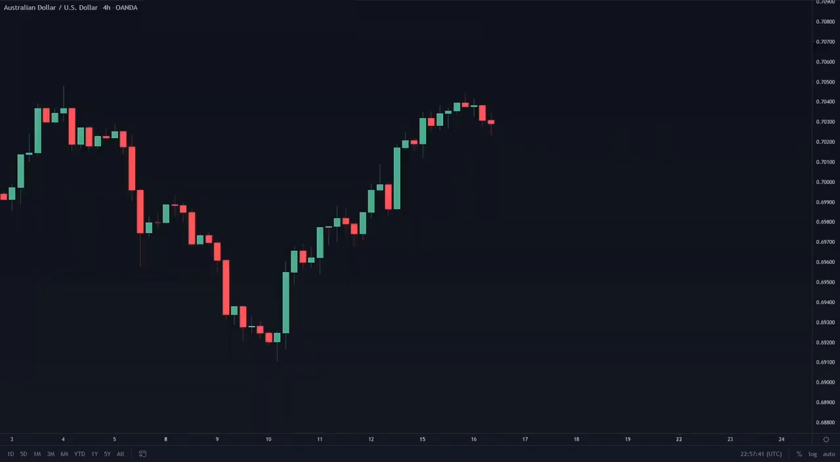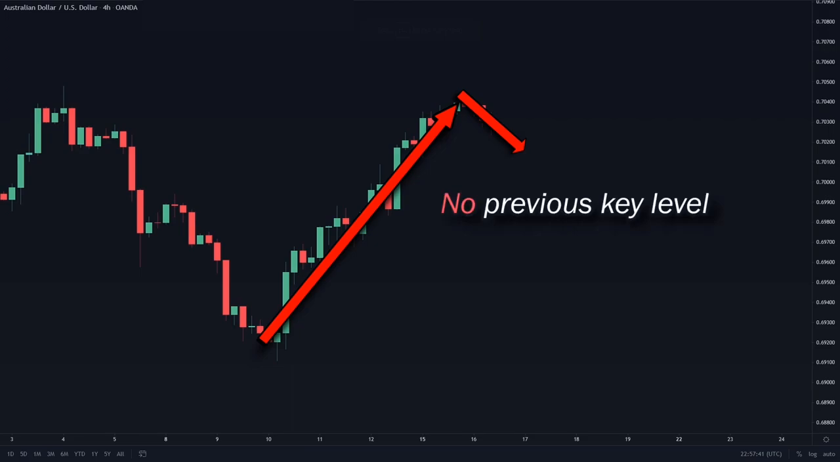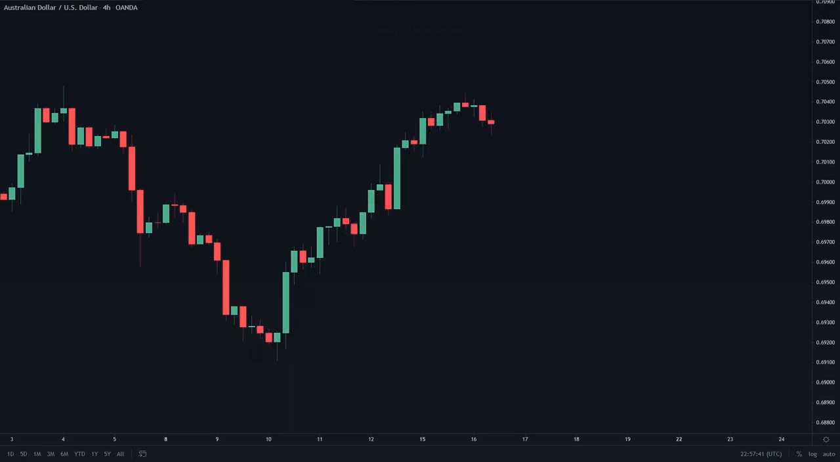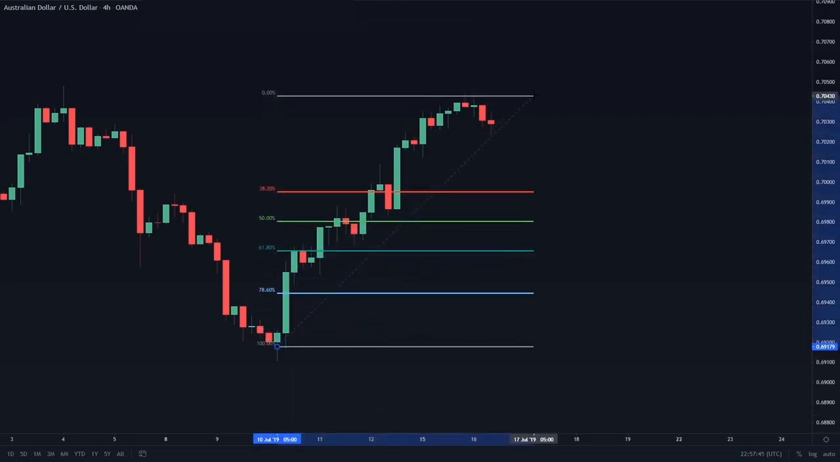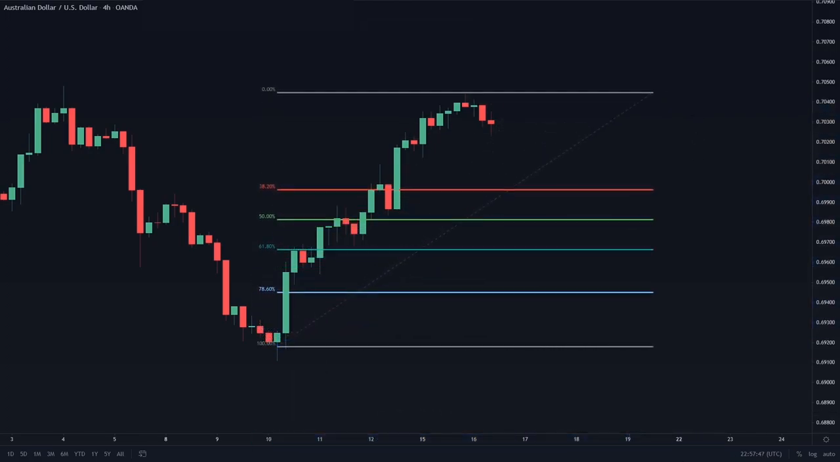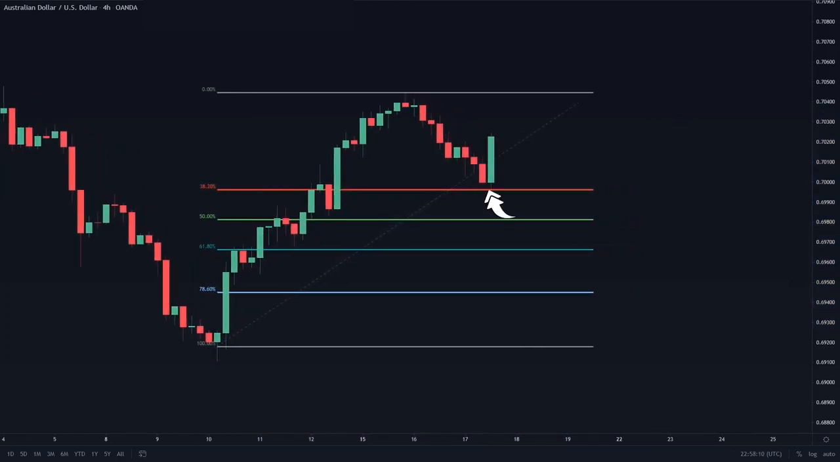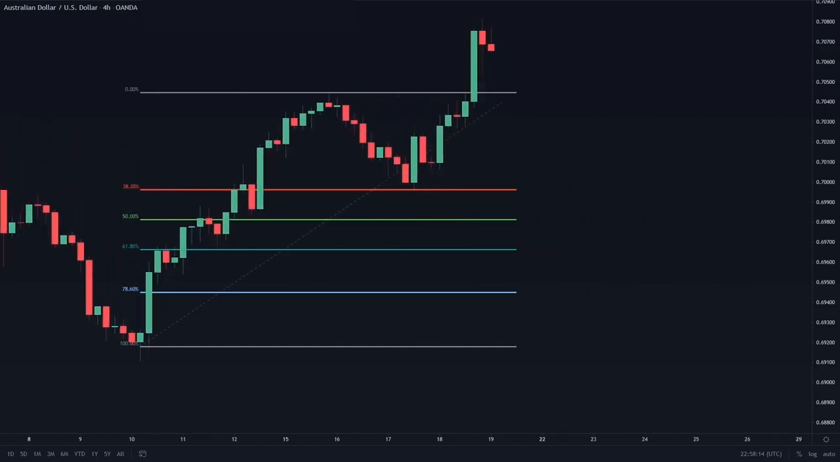However, what if the chart looks like this instead, where the price went up and made a pullback, but there are no previous key levels? How do we know when this pullback will end? And this is where the Fibonacci retracement tool comes in. So as I plot the tool onto our chart, notice that we now have these Fibonacci-based key levels generated by the tool. And as you can see, the price hits one of the levels and bounces upwards. So it's widely known among traders that price tends to respect these levels.